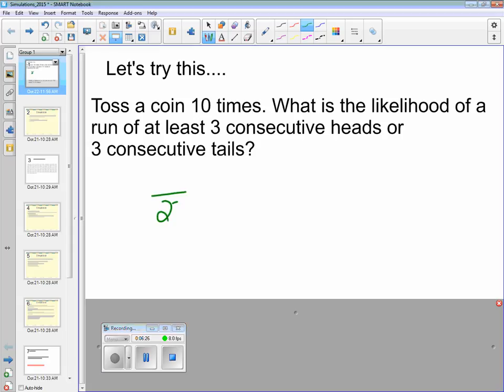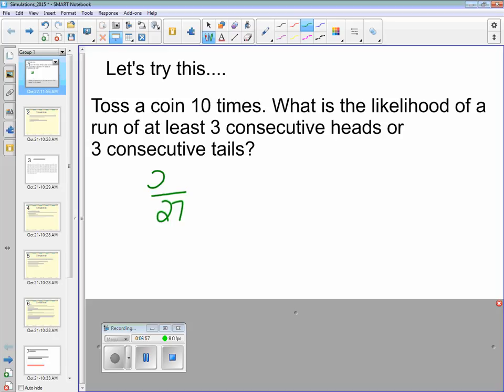Did the trial. How many of you had 3 consecutive heads or 3 consecutive tails? And everybody in the group, wow, okay. 1, 2, 3, 4, 5, 6, 7, 8, 9, 10, 12, 13, 14, 15, 16, 17, 18, 19, 20, 21, 22, 23. How many of you did not have consecutive heads? Only one person did not.